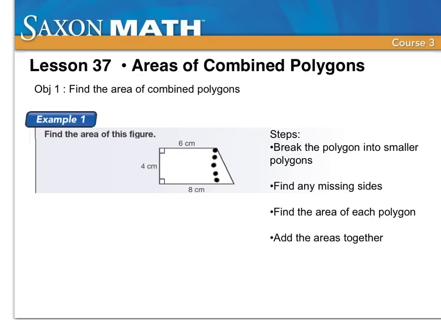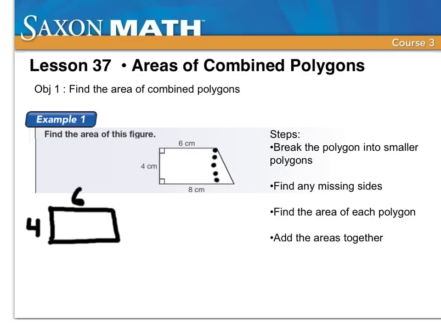Alright? Then what we need to do is find any missing sides. Okay? Well, let's look at these two shapes kind of separately here. Here's my rectangle, and I know my rectangle is 4 centimeters by 6 centimeters. Okay? Because it is right here. 6 centimeters on top, 4 centimeters on the bottom. And I know that this whole side is 8 centimeters.